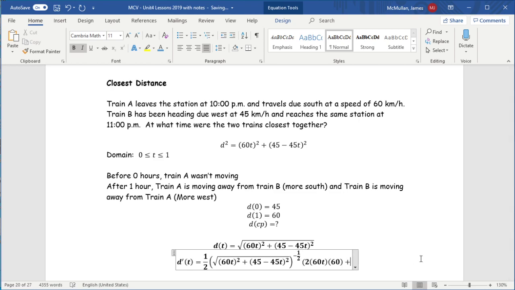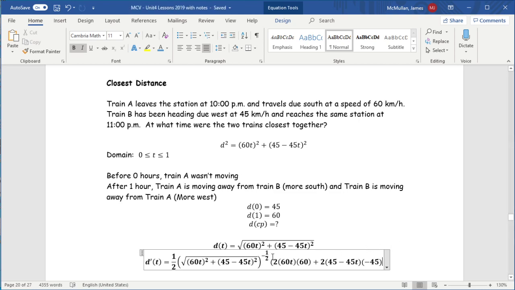Then we keep going with the derivative. 2 bracket 45 minus 45t, drop it down to a 1, and multiply by negative 45. So again, just to walk through that for a second, this 2 comes to the front, then I copy out the 60t and drop it to a 1, and then I take the derivative of the inside, which is a 60. Then I look over here, bring the 2 to the front, copy it out, drop it to a 1, take the derivative of the inside, which is a negative 45.